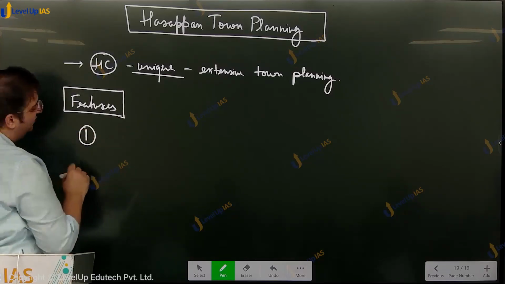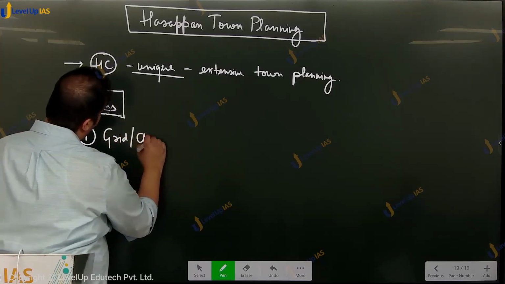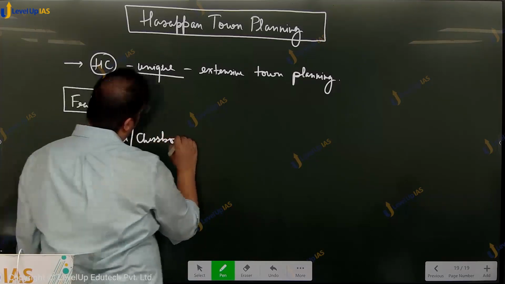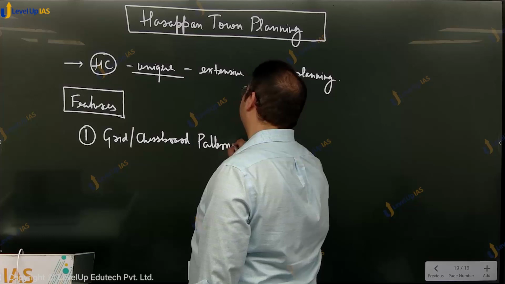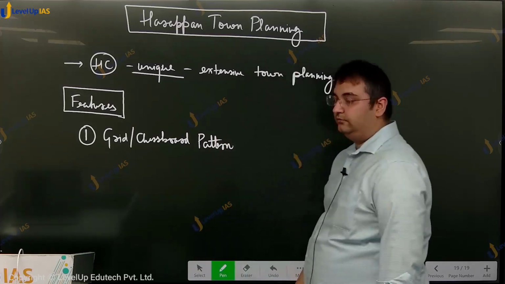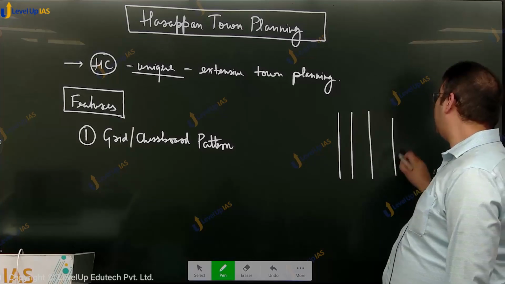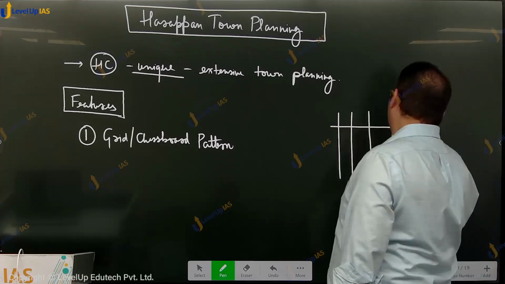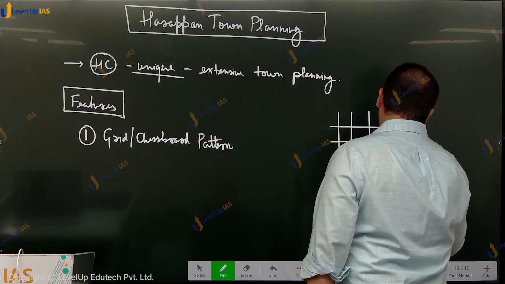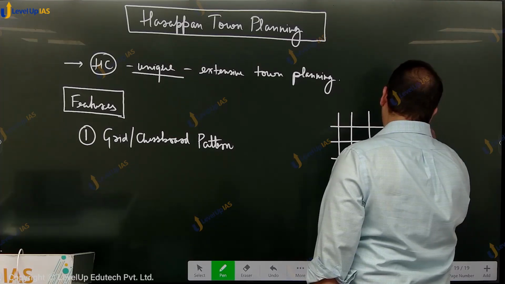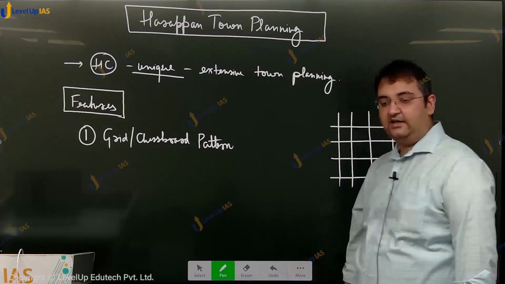planning the cities on the grid or chessboard pattern, meaning the different roads and streets were completely straight and intersected each other at right angles.